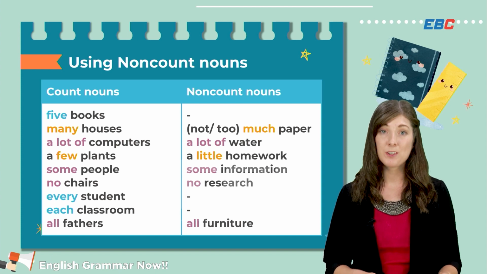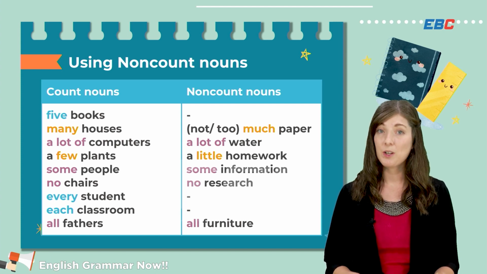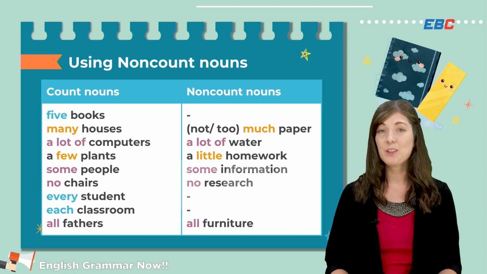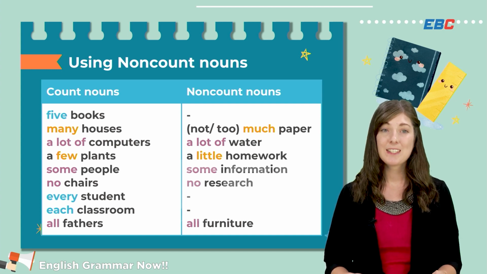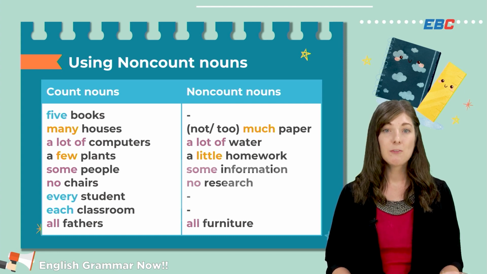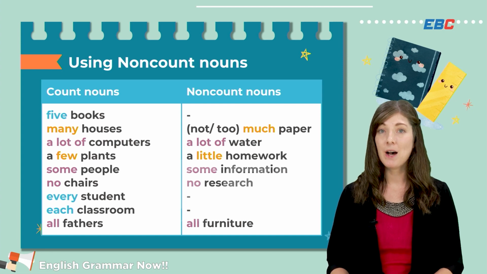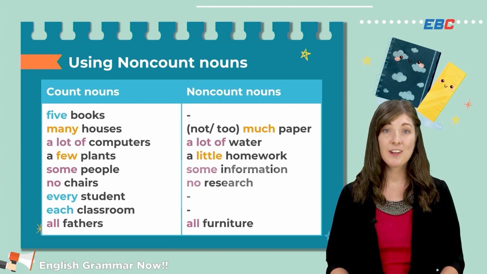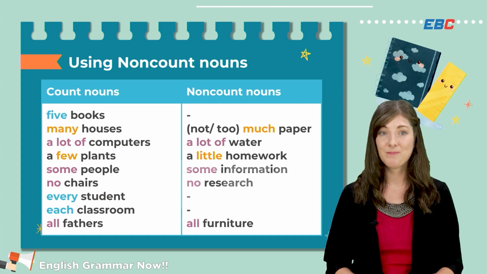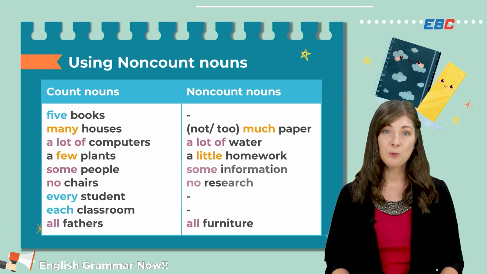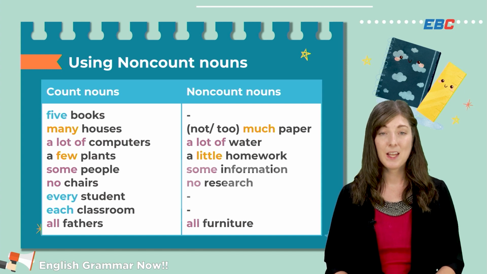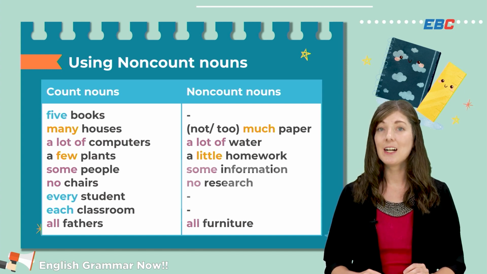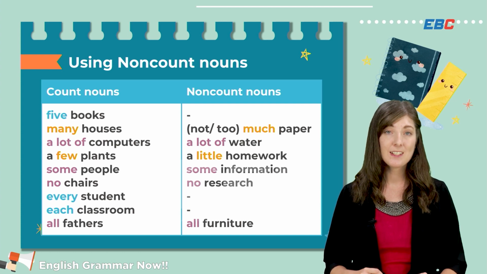You can use numbers with count nouns, like 5 books, but you can't use numbers with non-count nouns. You can say many for count nouns, like many houses, but for a non-count noun, you'll say much, like too much paper. You can say a lot of for both kinds, a lot of computers, a lot of water. You can say a few for count nouns, but for non-count nouns, we say a little. A few plants, a little homework.